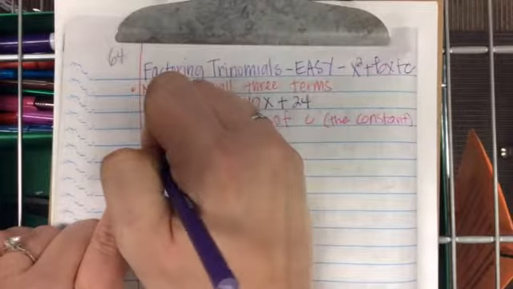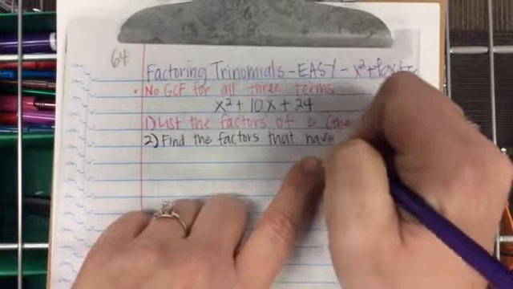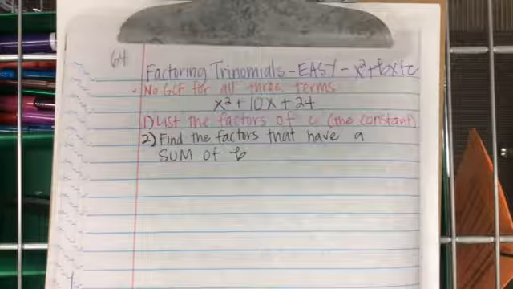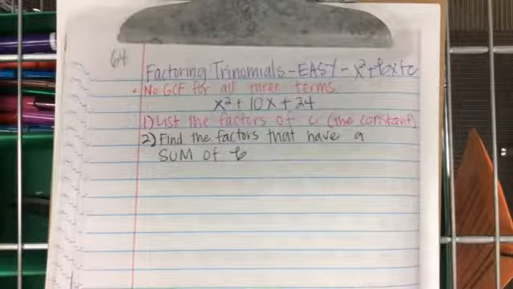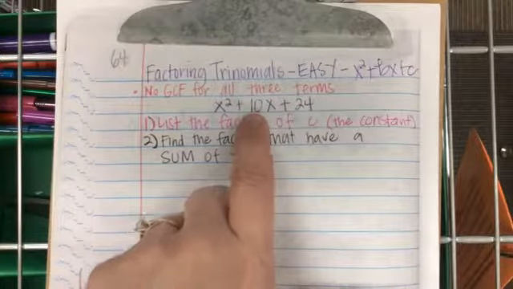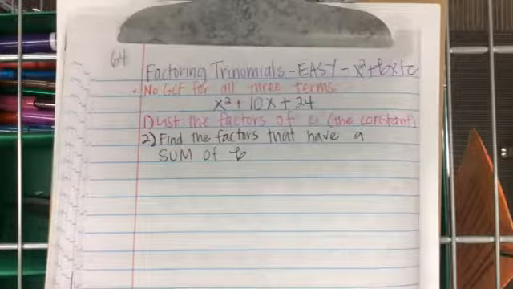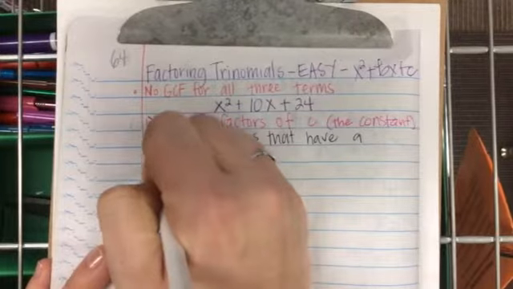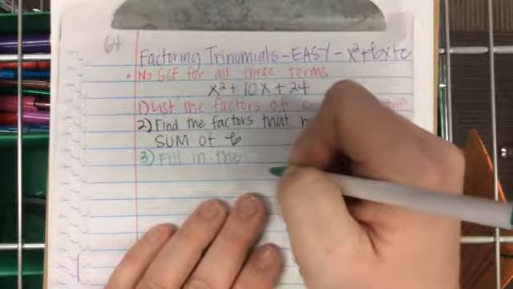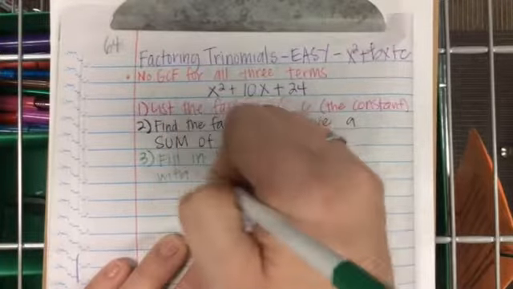And from that list, you want to find the factors that have a sum of B. So you want factors of C that have a sum of B. Meaning, in this example, we want factors of 24 that have a sum of 10, which we've been doing in our bell work quite a bit. And then we fill in the FOIL problem with the factors.